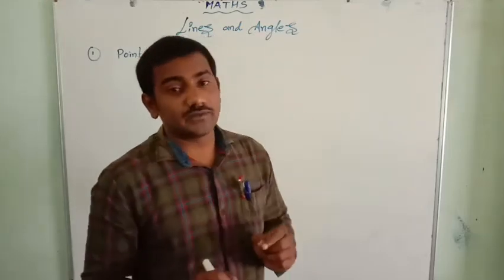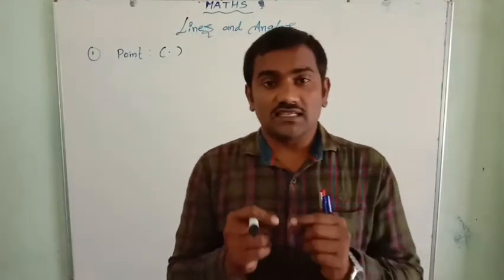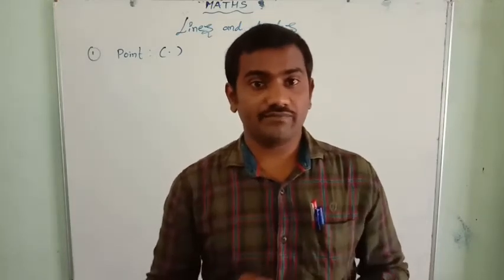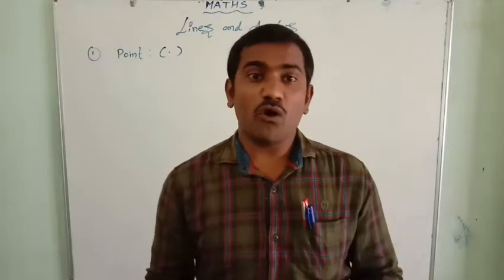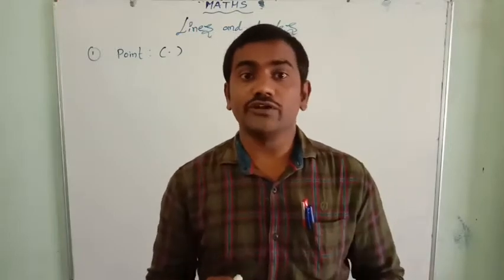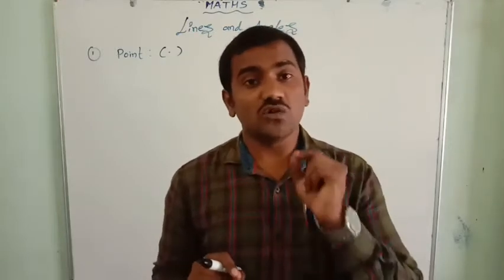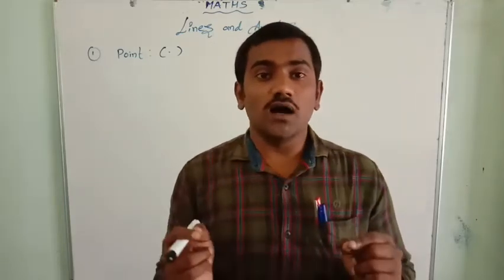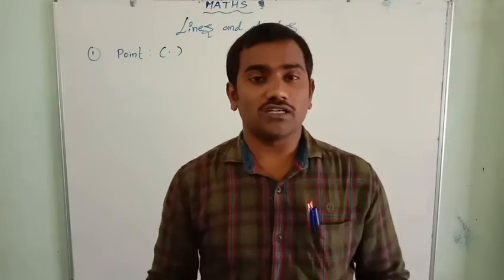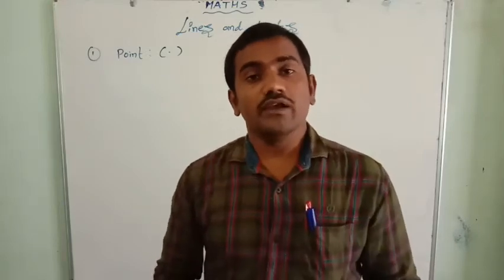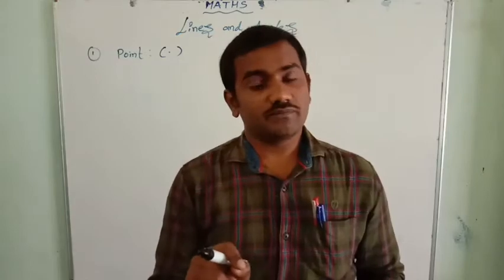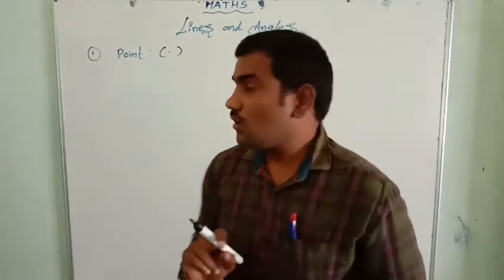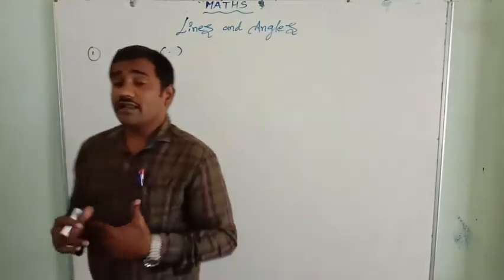So a point is widthless. It doesn't have a width and it doesn't have a length, according to Euclid. A point cannot be measured according to Euclid. Euclid is known as the father of geometry. These lines and angles also come as a topic in geometry itself. So a point cannot be measured; it is widthless and lengthless.